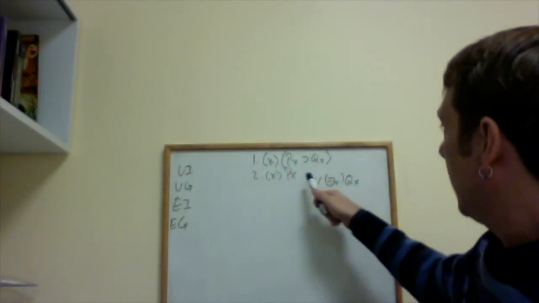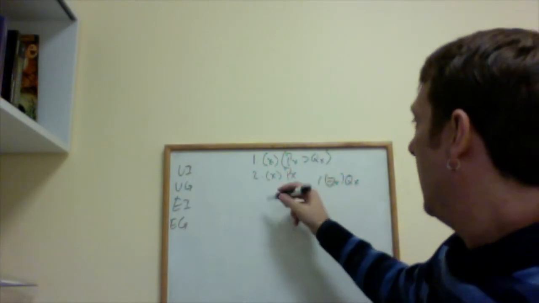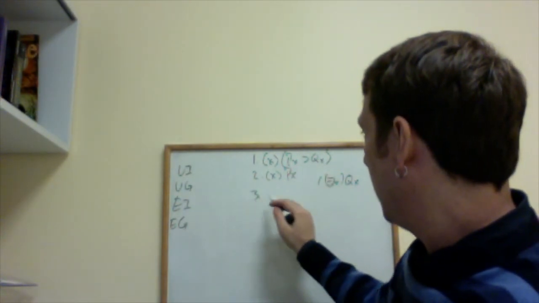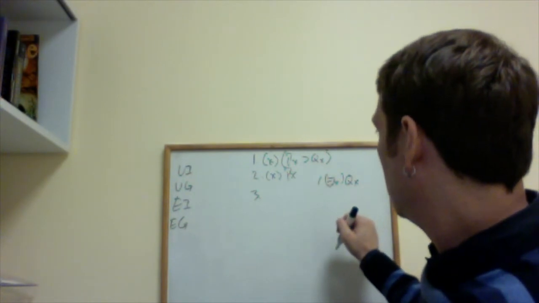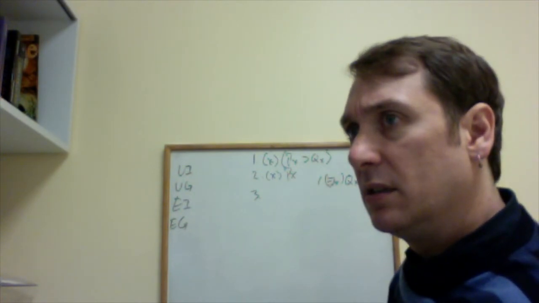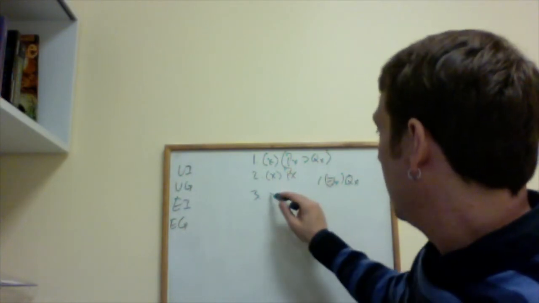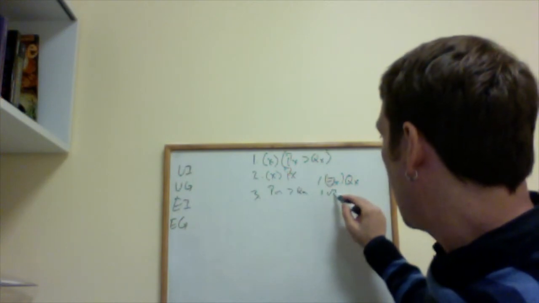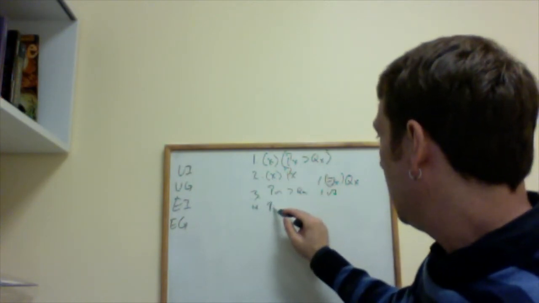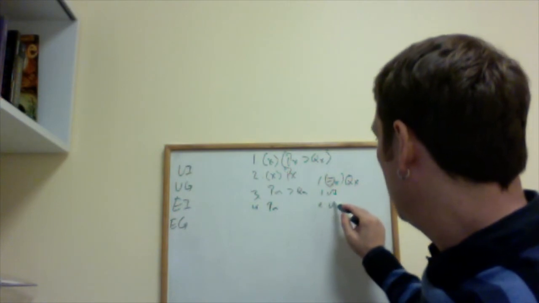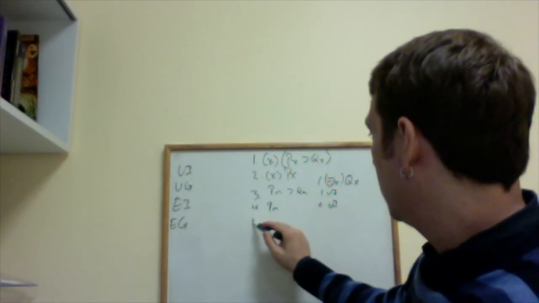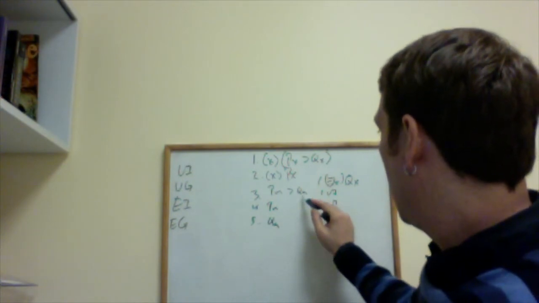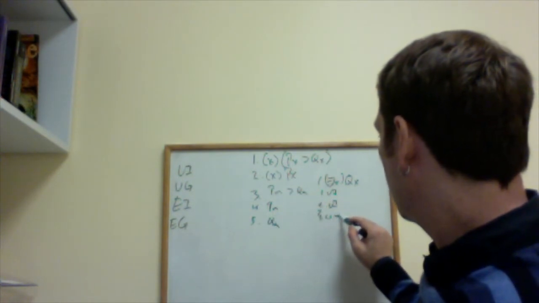So we want this. We can see a version of modus ponens here. So we can write down our line 3 here, and we could write P A horseshoe Q A from line 1 by UI. We could write down line 4, P A from line 2, UI. And then we could get line 5, Q A from 3 and 4 by modus ponens.